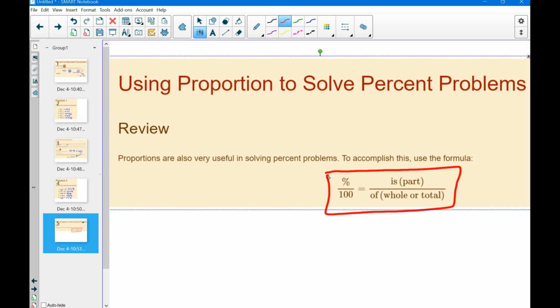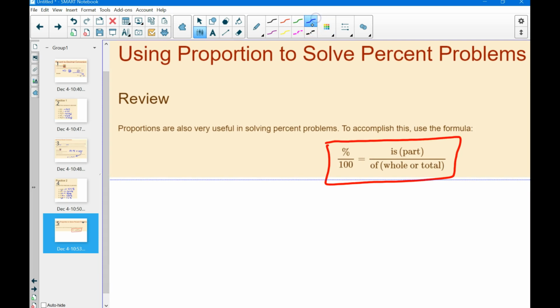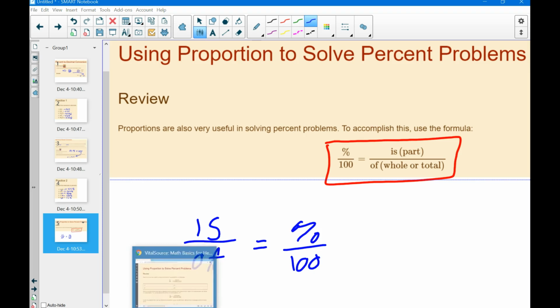I've never memorized it this way because it's backwards from the way I like to see it. It's actually what I like to say. I usually write it as, I just usually go, is over of equals percent over 100. And you're like, what? That doesn't make sense. Let's have a look at an example. And when we look at an example, it'll make sense really quickly.